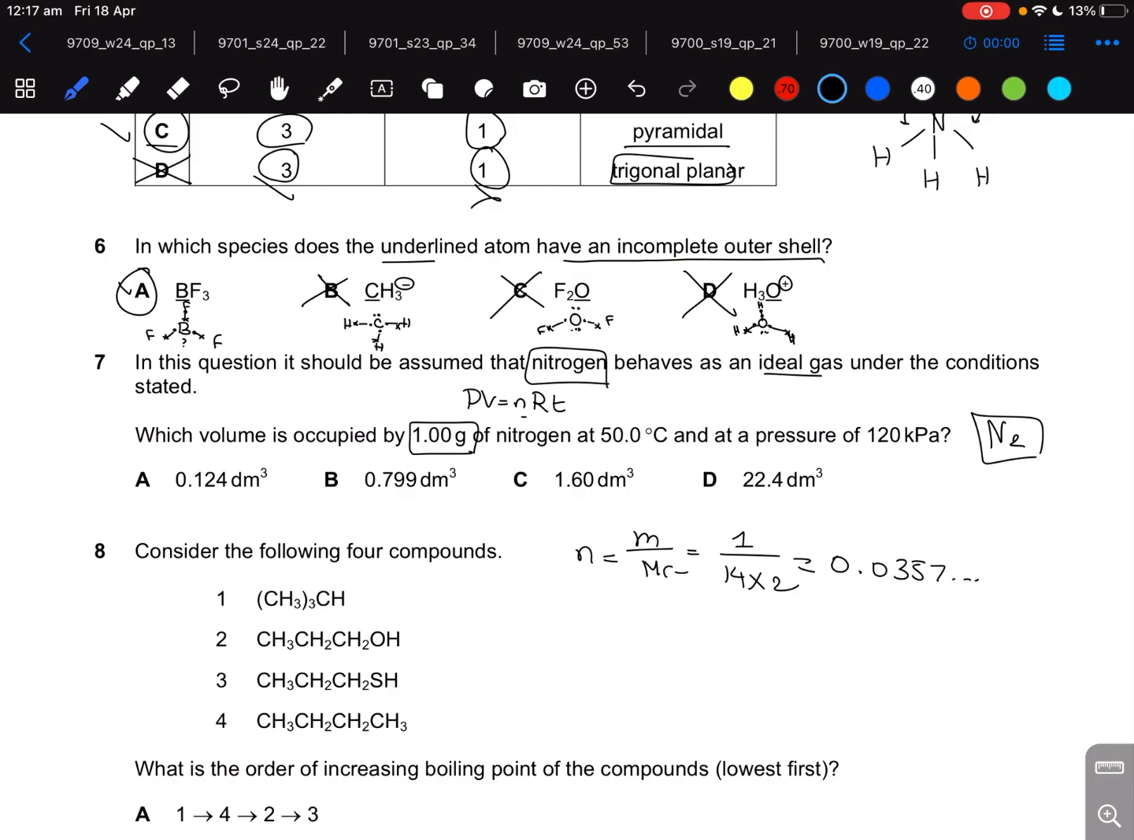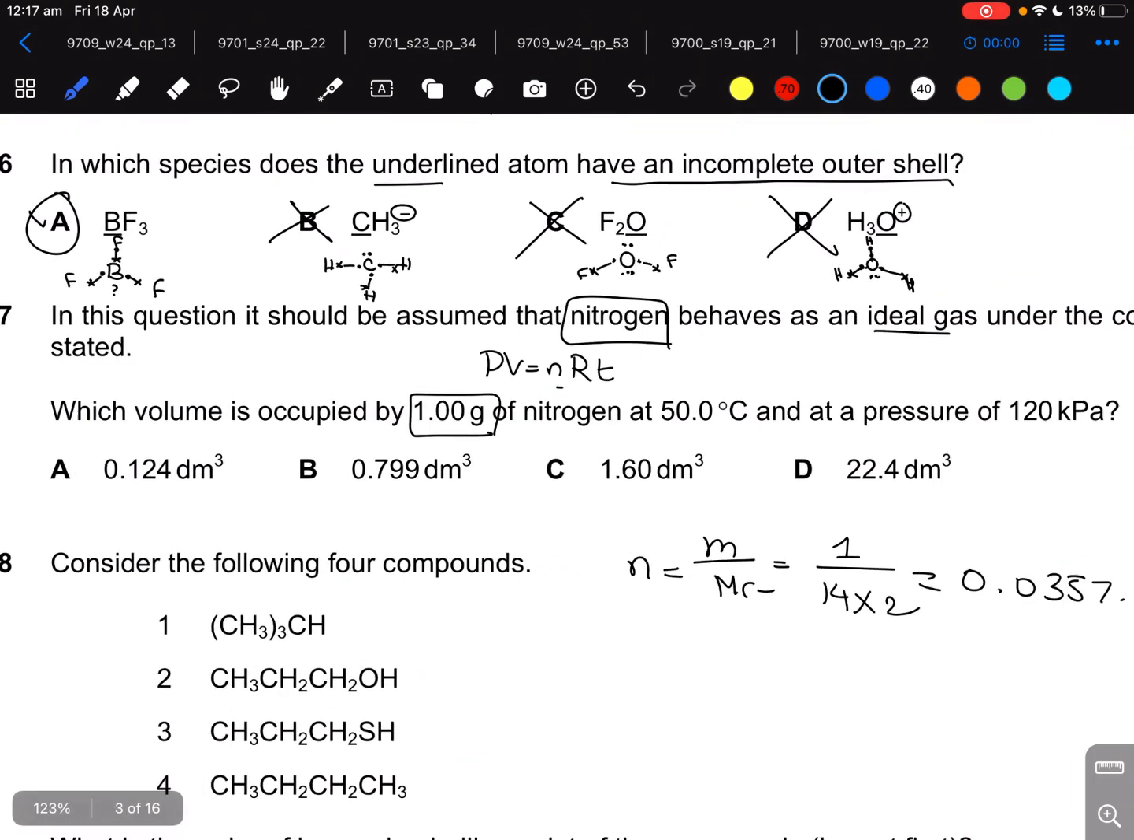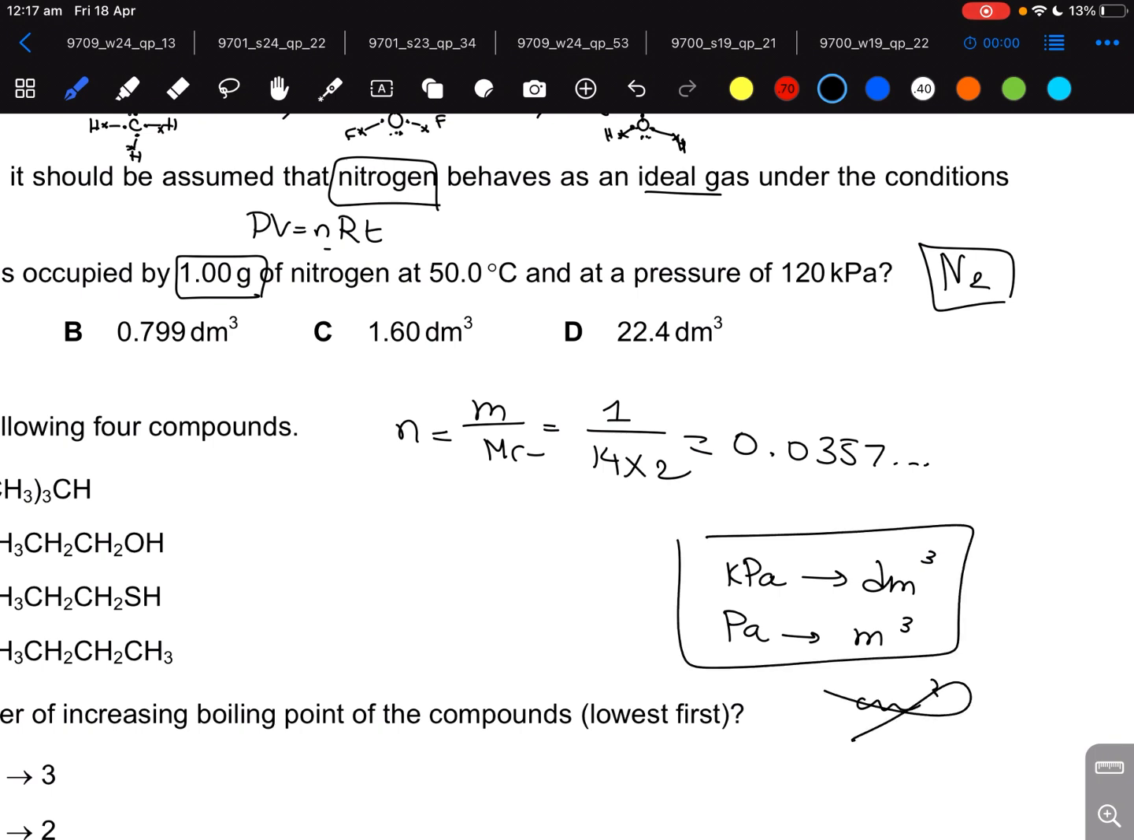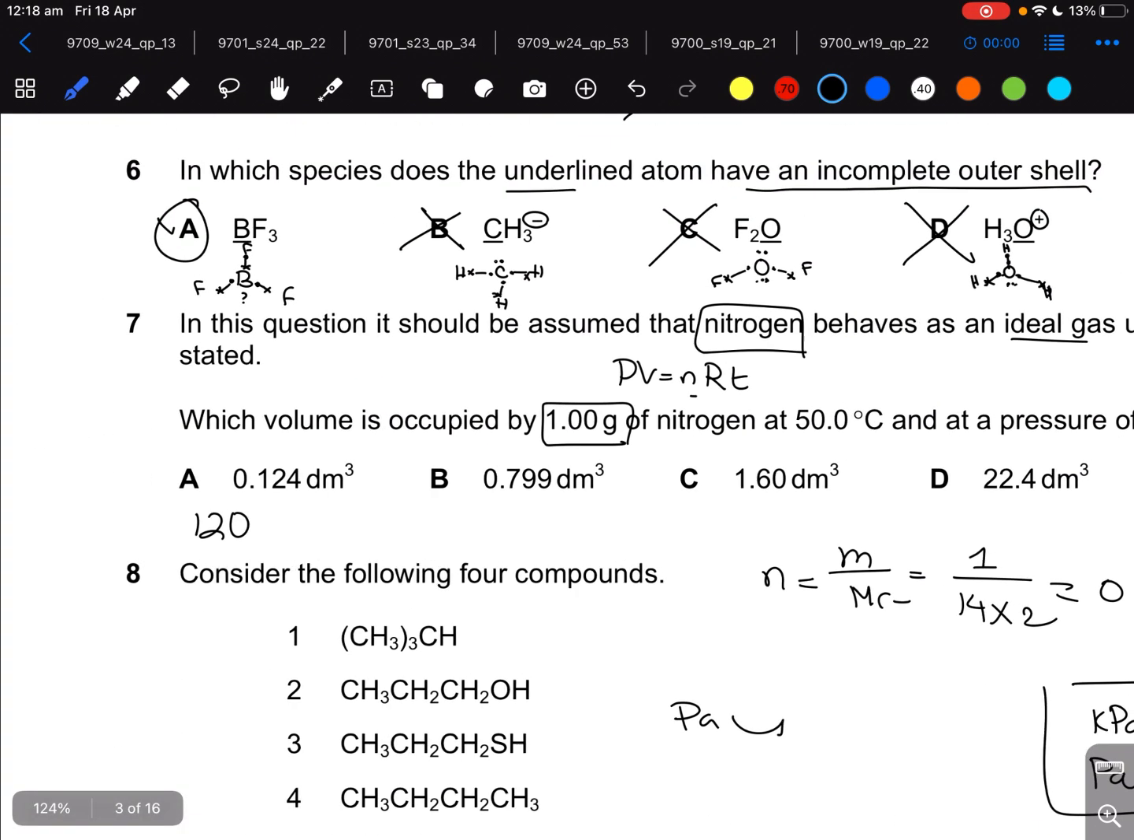Okay, so now we have the pressure, 120 kilopascal, and we need the volume. If you have kilopascal, you can use decimeter cube, and if you have pascal, you can use meter cube, but centimeter cube is not used at all. So these two work together. If you want to change from pascal to kilopascal and use decimeter cube, it's fine. If you want to change from decimeter cube to meter cube and use pascal, it's fine, both are correct.